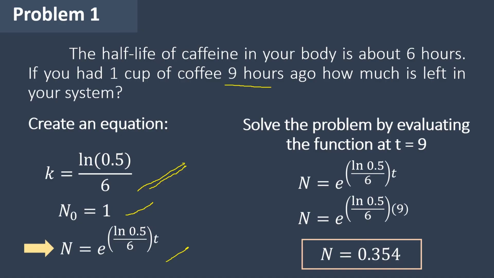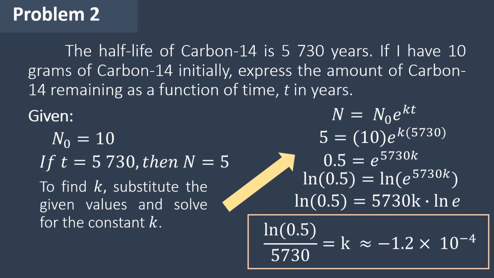This means that after 9 hours, the amount of caffeine in your system is 0.354 of the initial or original amount. Let's solve problem number 2. The half-life of carbon-14 is 5,730 years. If I have 10 grams of carbon-14 initially, express the amount of carbon-14 remaining as a function of time t in years.